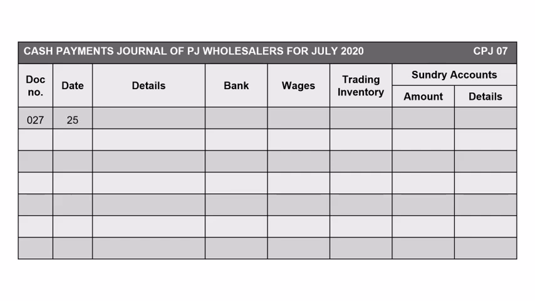It was on the 25th of July. We paid Walmart. Where did we get the money to pay them from? From the bank. So it must go to bank. And what did we buy? On the check, it said we bought trading inventory. Luckily for us, there's a trading inventory column. So you write it in that column.